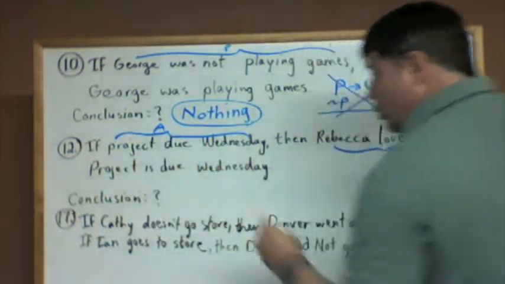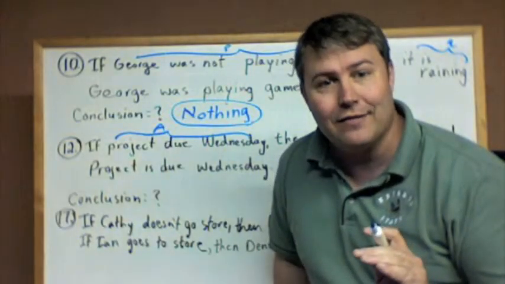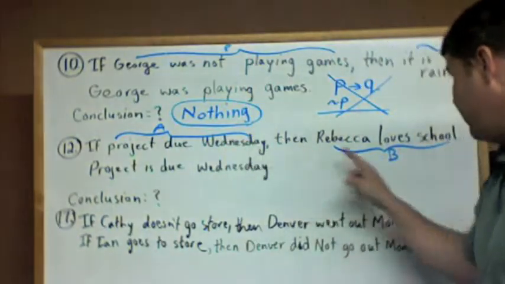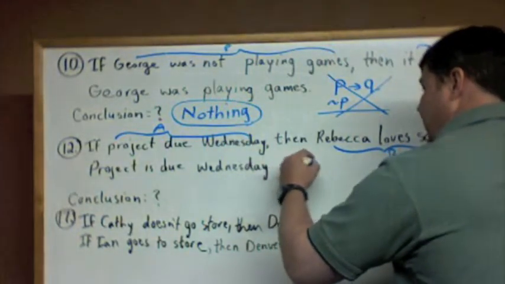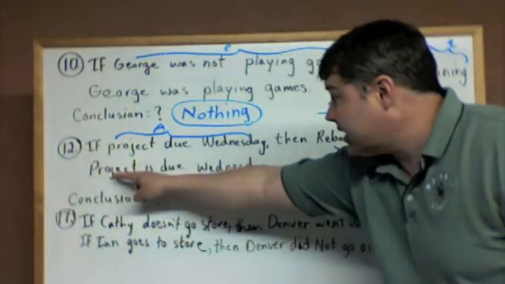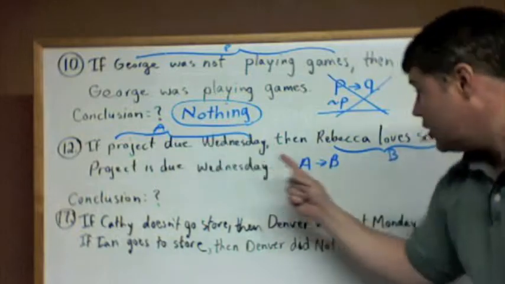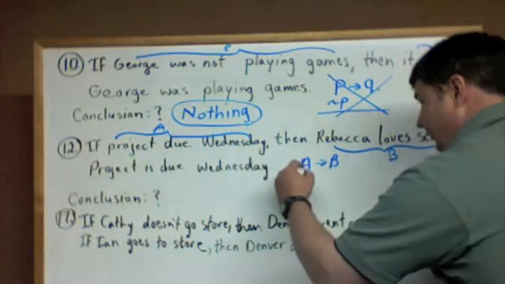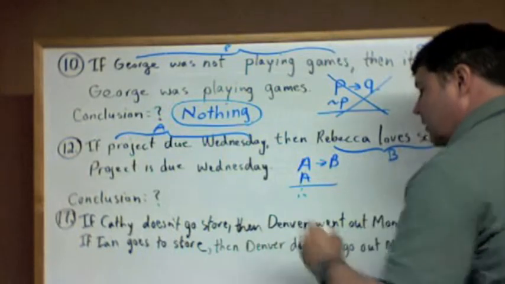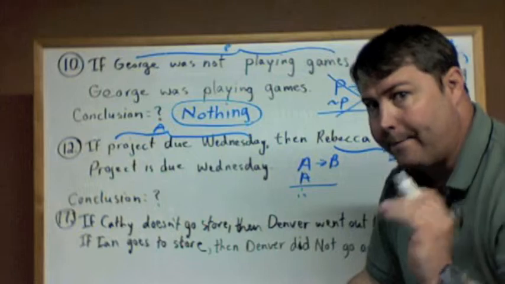The project is due Wednesday. Now, let's translate this to symbolic notation. If A, then B. Well, that's A implies B. How does this compare to A? The project is due Wednesday. That's exactly what A is. So A implies B, and we have A. Therefore, can we conclude something? Yeah, the law of detachment says you automatically have to conclude B.